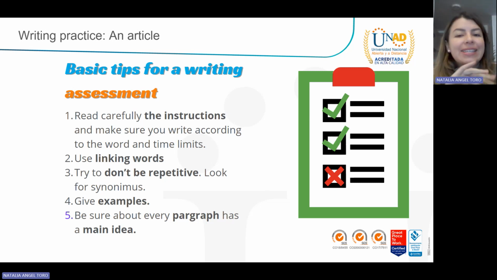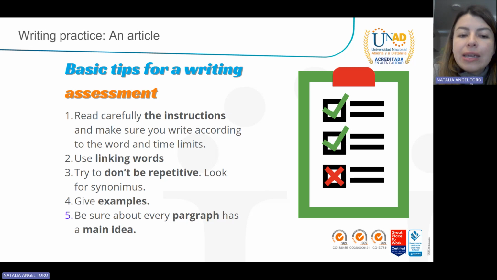I could write excellent. I could express my ideas in a beautiful way, but if I take more time than the time given by the employer, for example, or the number of words they ask me, it could reflect that you are not organized or you don't respect the rules. So it's really important to follow the instructions, is the first tip.